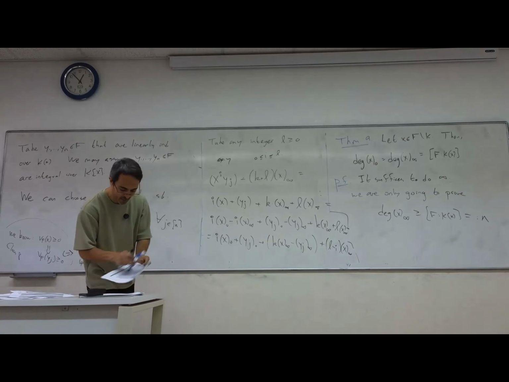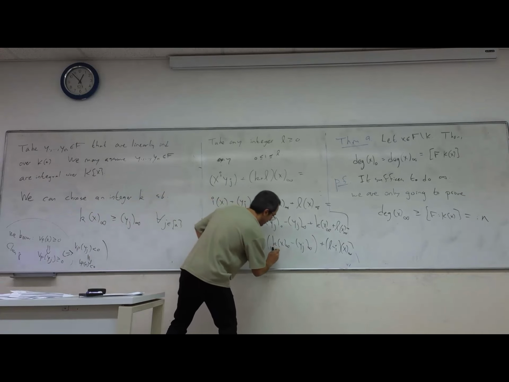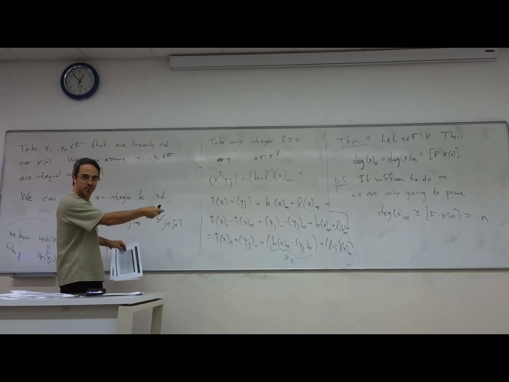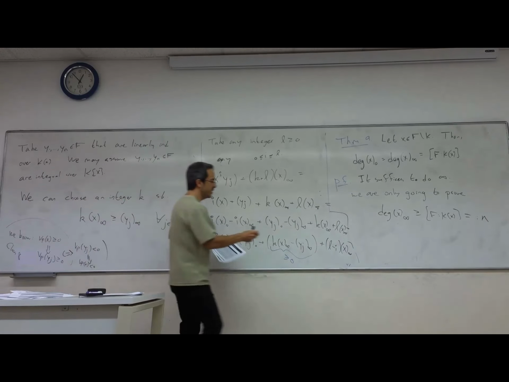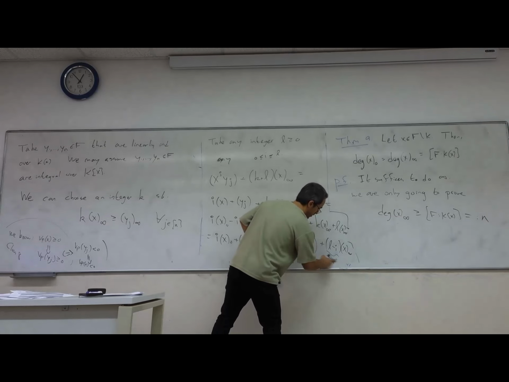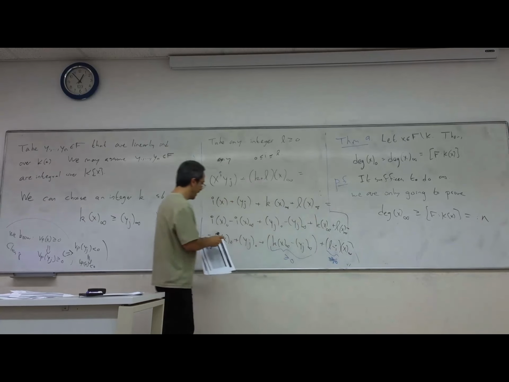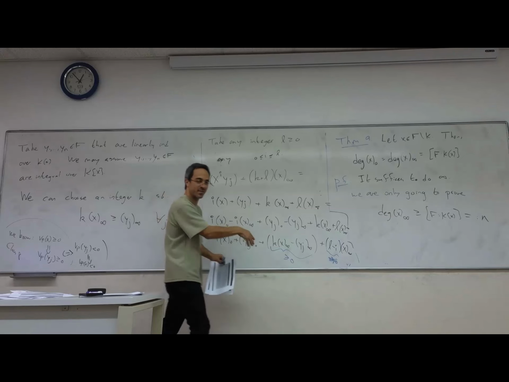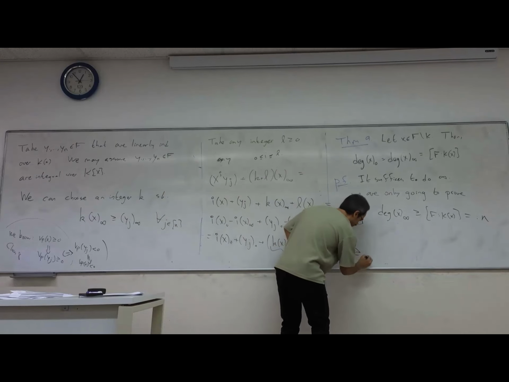And now the point here is that this is non-negative because we chose k large enough so that this would be non-negative. And this is non-negative because I is smaller than L. So this is non-negative. Everything here is non-negative. So this is non-negative as a divisor.